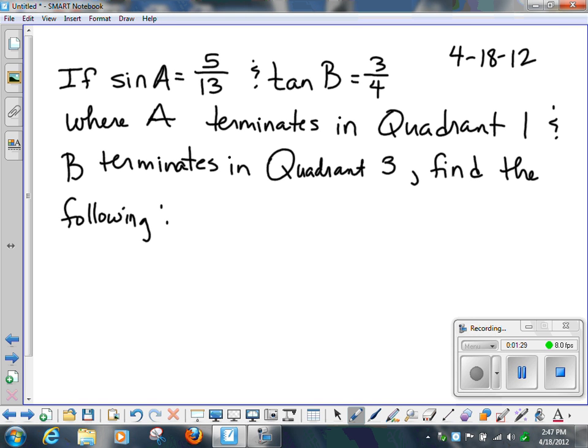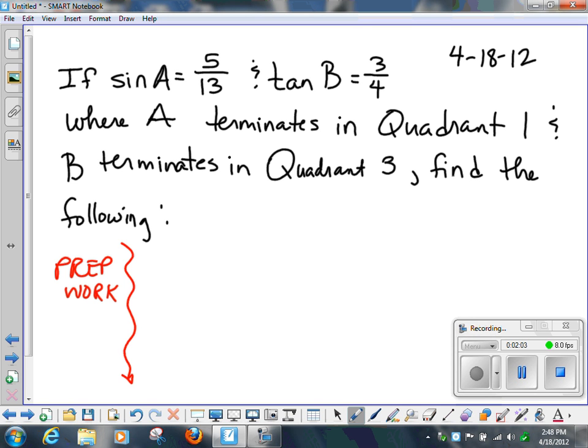If sine of A is 5 over 13, tangent of B is 3 over 4, where A terminates in quadrant 1 and B terminates in quadrant 3, find the following, okay? Now, we're talking quadrants again. Before we can do anything, we've got to do some prep work, okay? So here's our prep work.